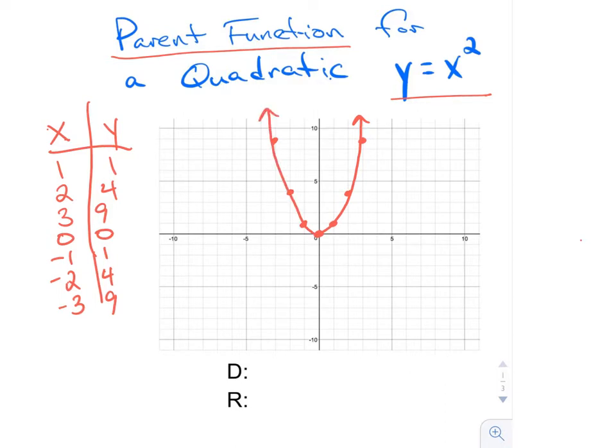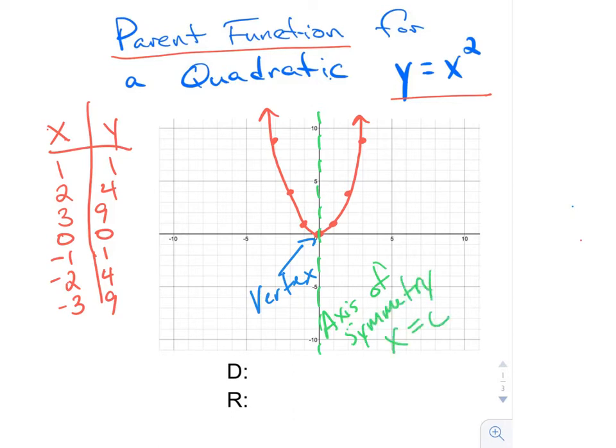A couple things with this U-shaped graph that I want us to know. First of all, this bottom point right here is called the vertex. That is the most important point on the graph. It's a point we have to show every single time. Also, running vertically through this graph, I'm drawing this little dashed line. This dashed line is called our axis of symmetry, and the axis of symmetry in this example is at x equals 0.